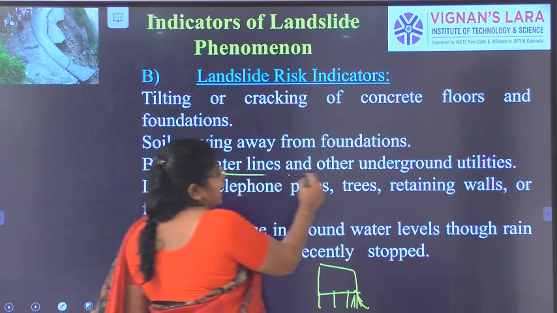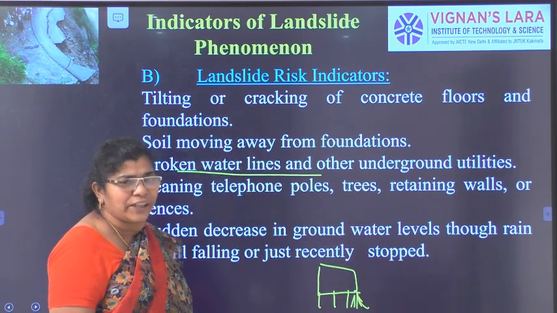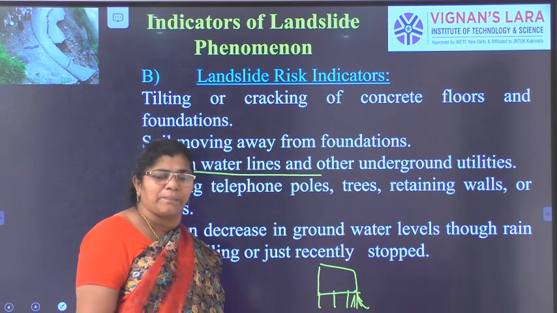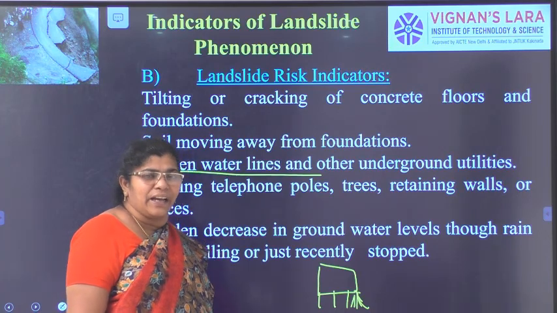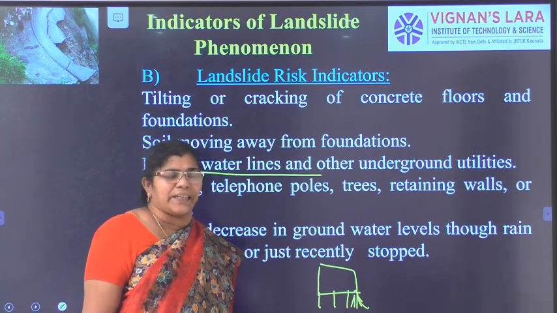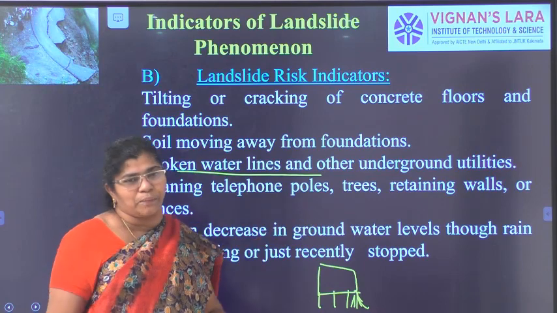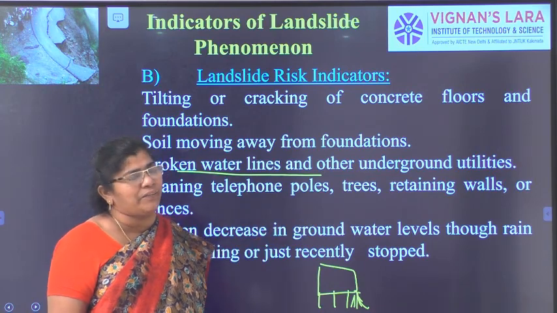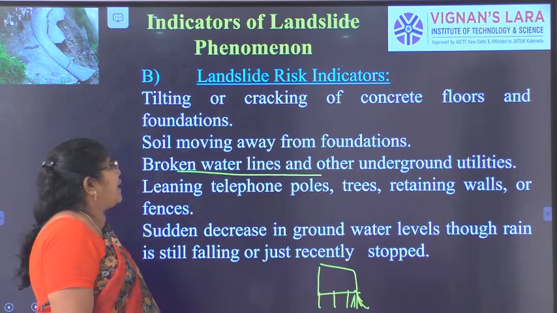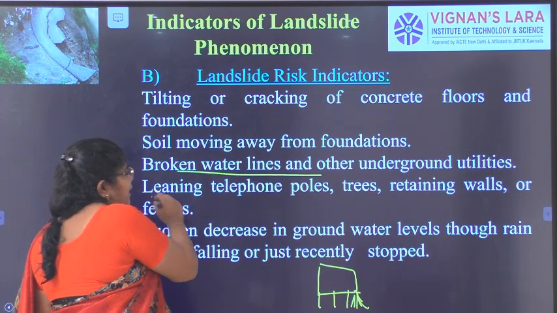Broken water lines and underground pipelines: underground utilities like drainage lines, water lines, pipelines, even communication lines, will be damaged or broken, which is an indication of a landslide. The next, leaning telephone poles.